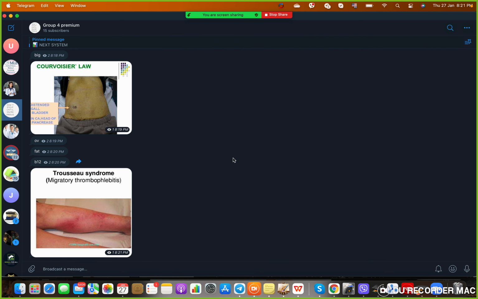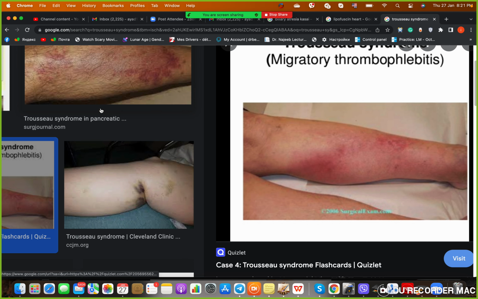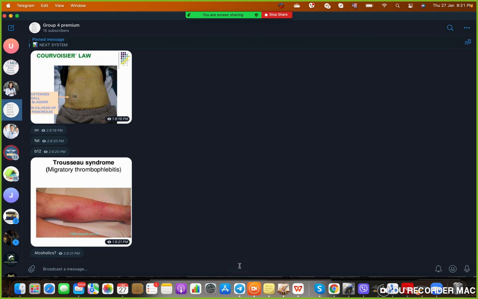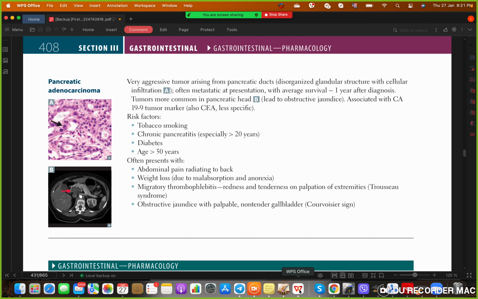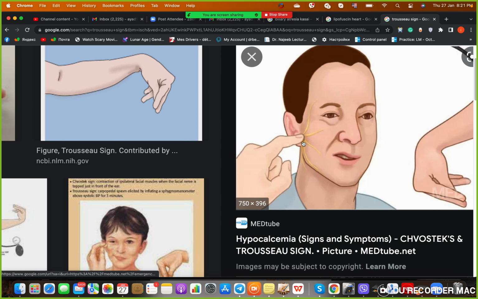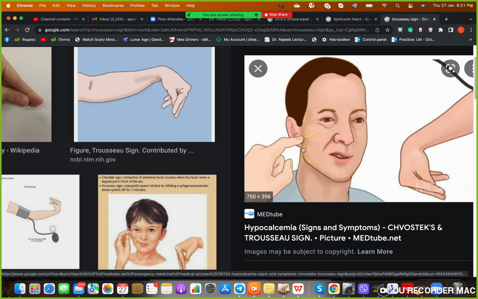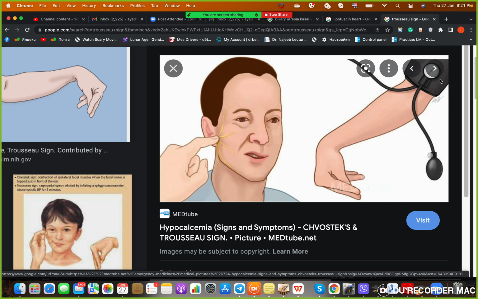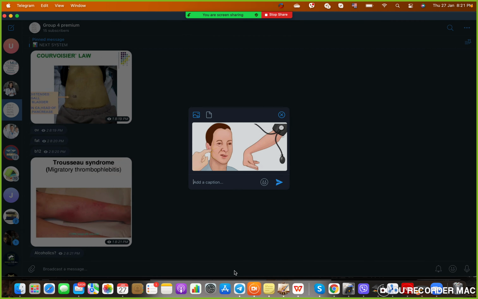Where did we see Trousseau sign? So we saw Trousseau sign in cases of hypocalcemia. Hypocalcemia, remember Chvostek sign and the Trousseau sign. The Chvostek sign was on the face, tapping the facial nerve leads to grimace, and the Trousseau sign was like inflating the blood pressure cuff leads to the hand closing.